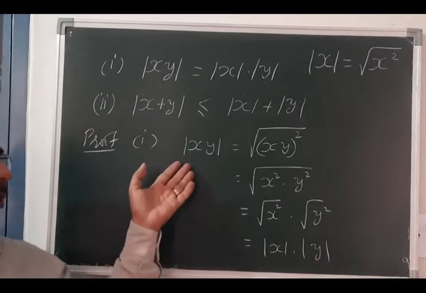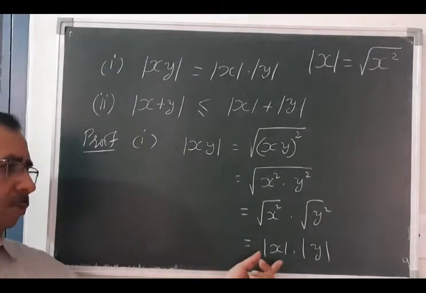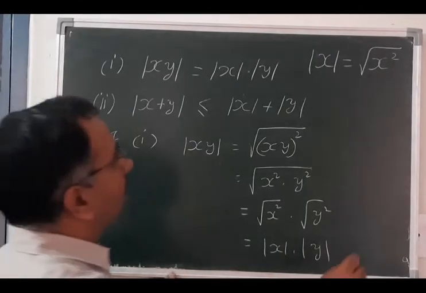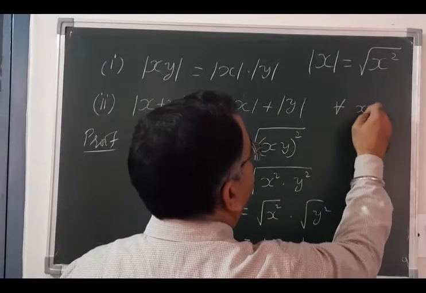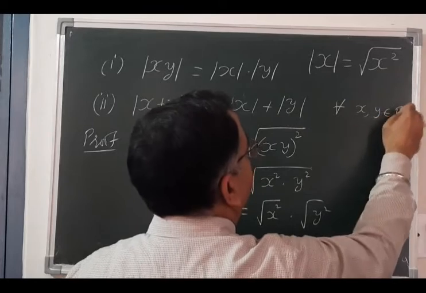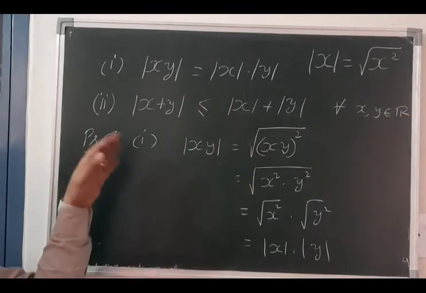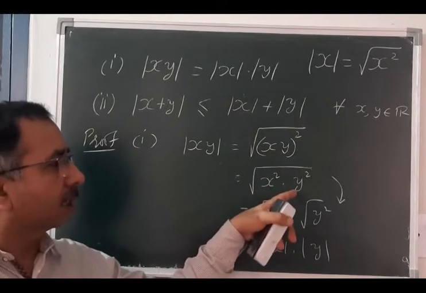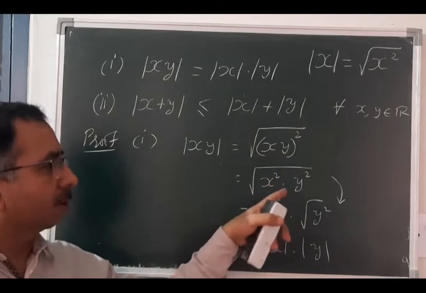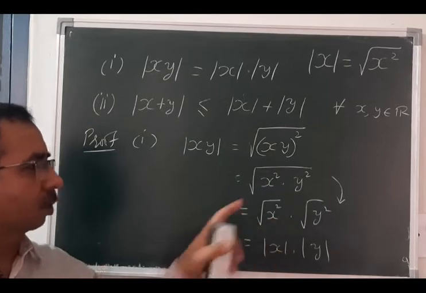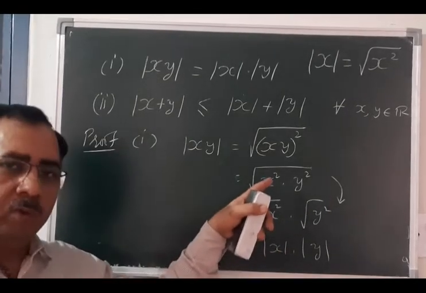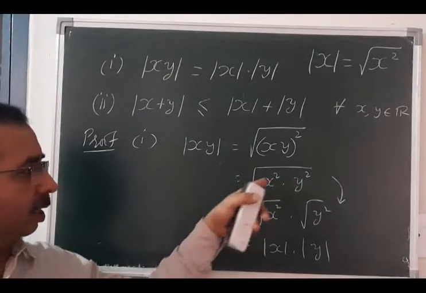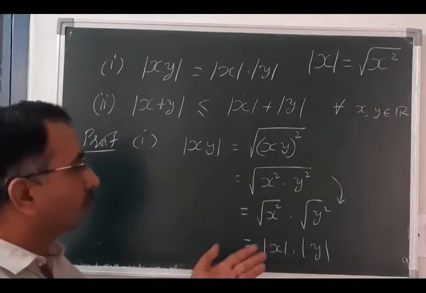So we have proved that mod of xy is equal to mod x times mod y for all x, y belonging to the set of real numbers. If x is negative, x squared is positive. Similarly, if y is negative, y squared is positive. These two numbers are positive, therefore I can go from this step to this step. Otherwise, I can't go from here to here if any of these numbers is negative, or both are negative.